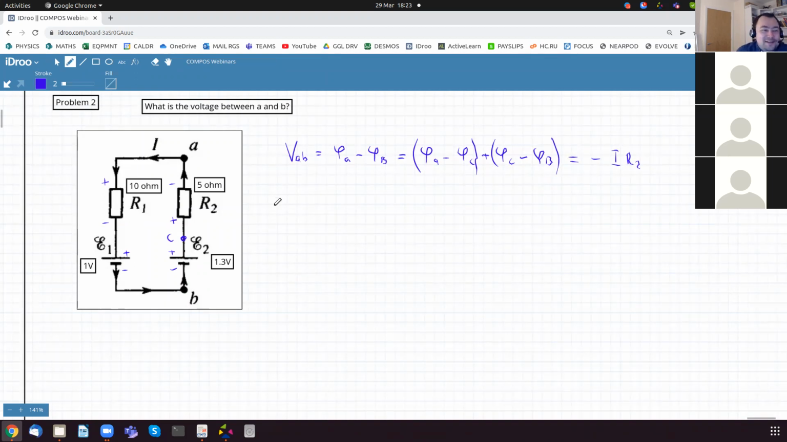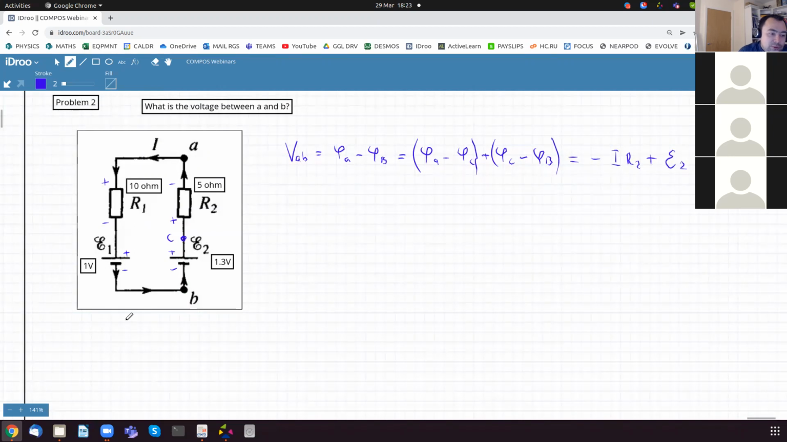Okay, and now I do the EMF. You can see that because I'm going from plus to minus, the potential is increasing from C to B, so it's going to be plus EMF2. Now, do we have enough data? Well, we don't. We know R2, we know EMF2, but we don't know I.